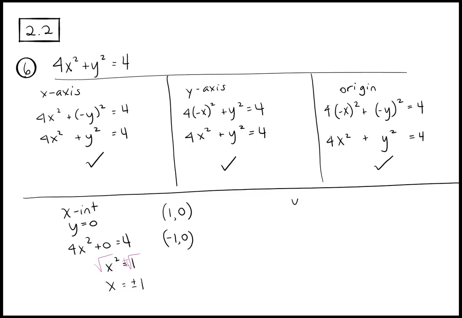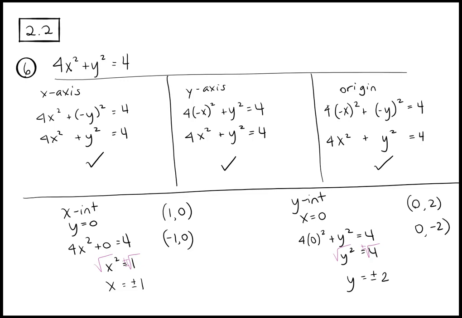To find all my y-intercepts, I'm going to plug in x equals 0. And so I'm going to get 4 times 0 squared plus y squared is equal to 4. Y squared is equal to 4. Once again, whenever you use a square root property, you have to put plus or minus. So I'm going to get y is equal to plus or minus 2. And so that gives me 0, 2, and 0, negative 2.